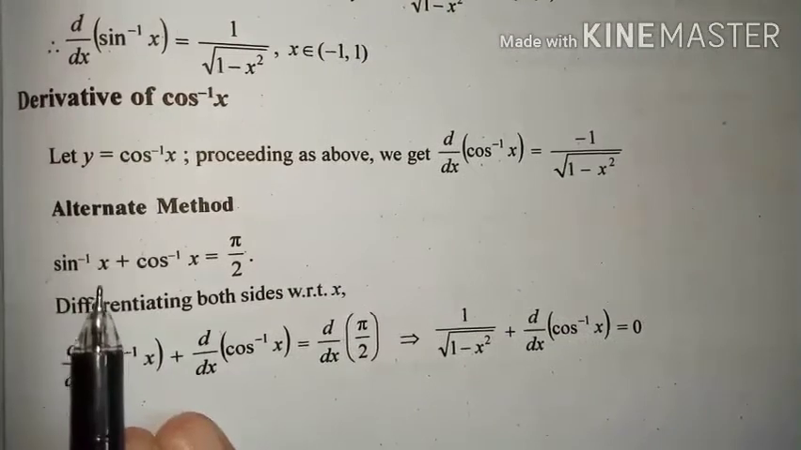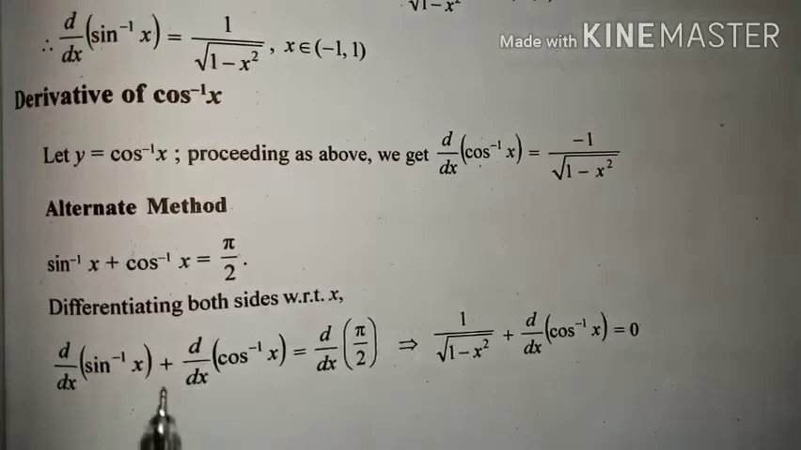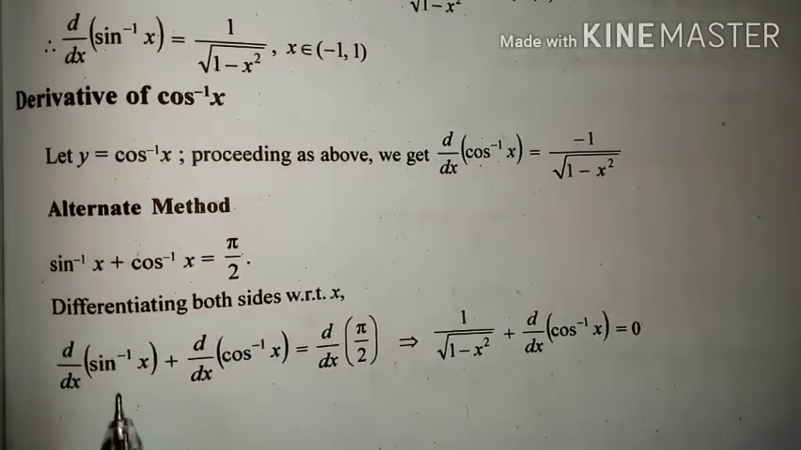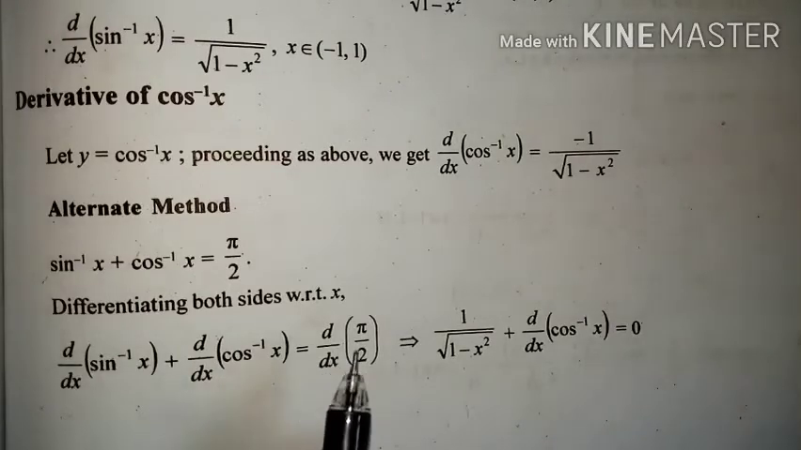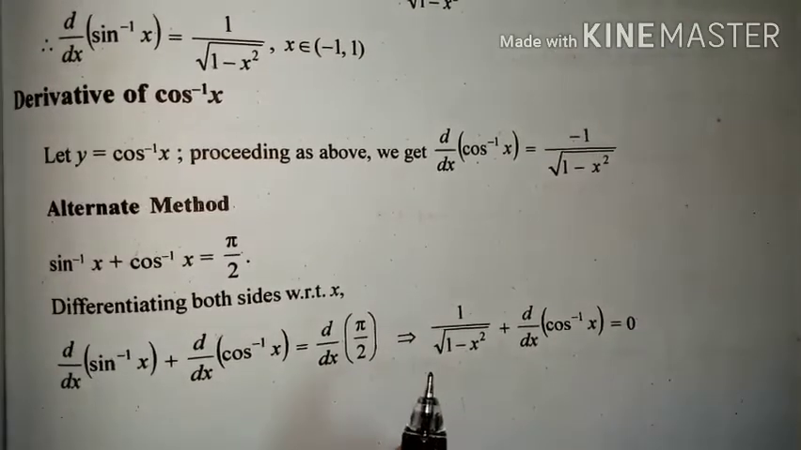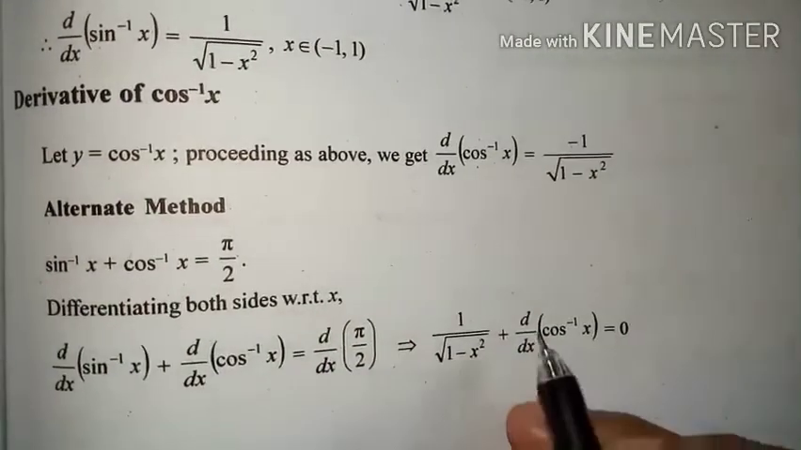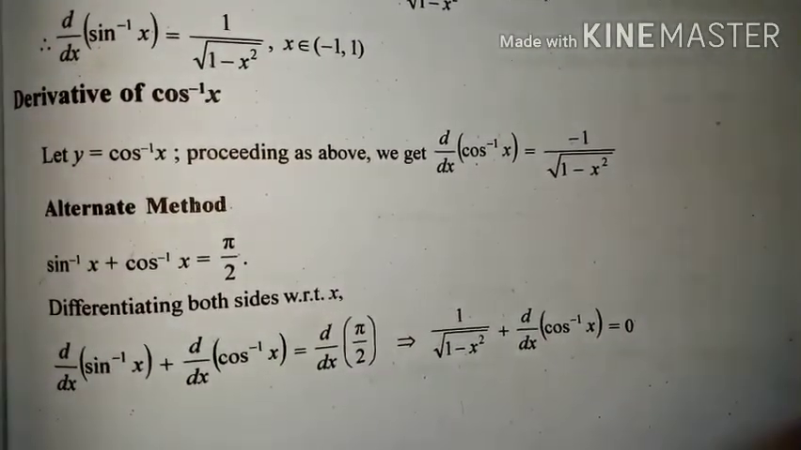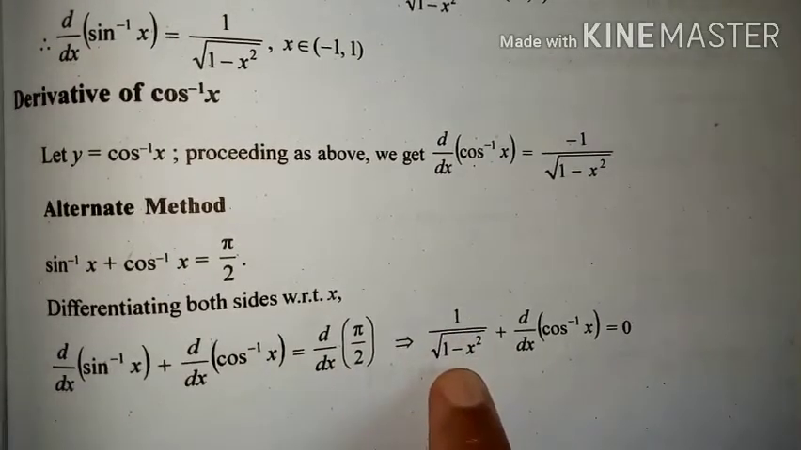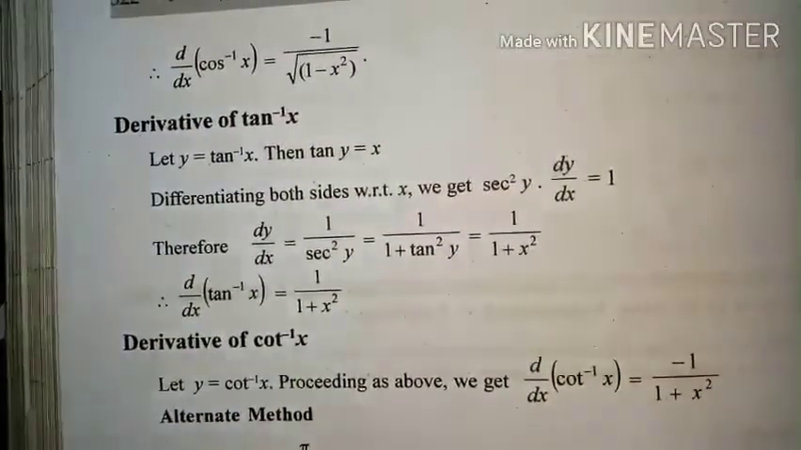We have already learned, children, that sin inverse of x plus cos inverse of x is pi by 2. Yes or no? So if I take the derivative, what will happen? d by dx of sin inverse of x plus d by dx of cos inverse of x will be d by dx of pi by 2. But for a constant function, it is 0. The derivative of sin inverse of x we have already found out. It is 1 upon square root of 1 minus x square. So if I shift it across, d by dx of cos inverse of x is going to be minus 1 upon square root of 1 minus x square. Okay, so this is the derivative.